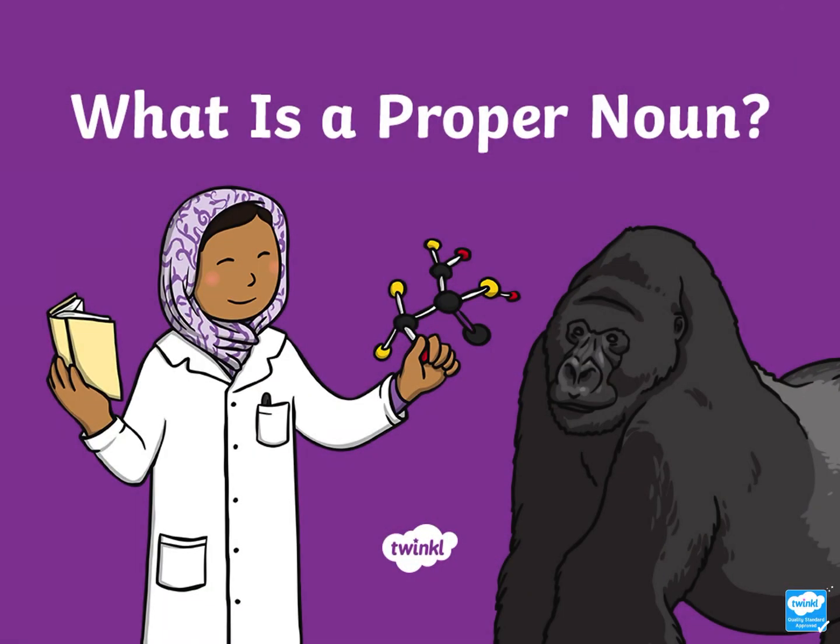Hello Primary 4, this is our grammar lesson, and today we're going to be learning about what is a proper noun. Your success criteria today will be that you'll be able to identify proper nouns and common nouns, and also that you'll be able to give me examples of proper nouns.